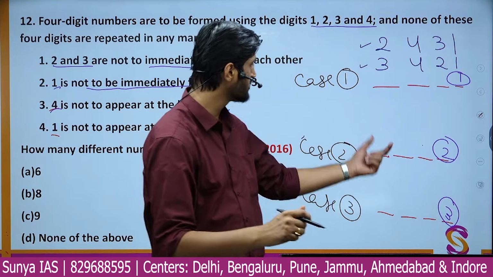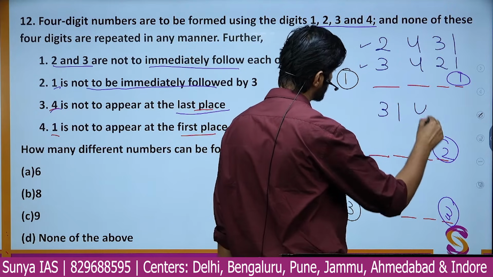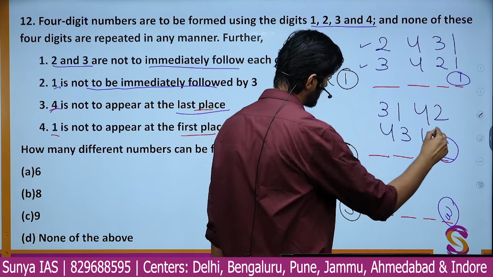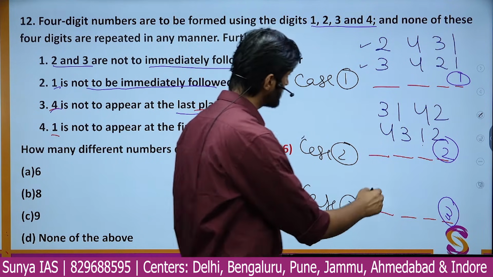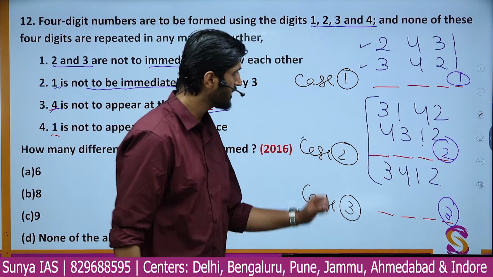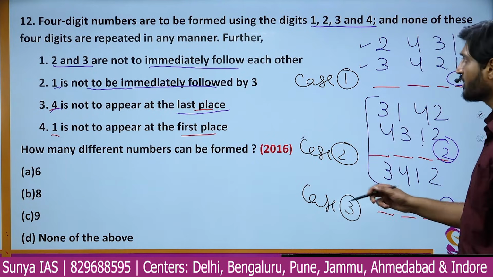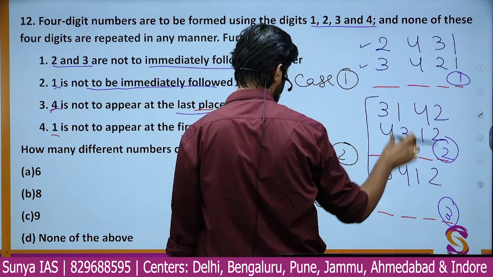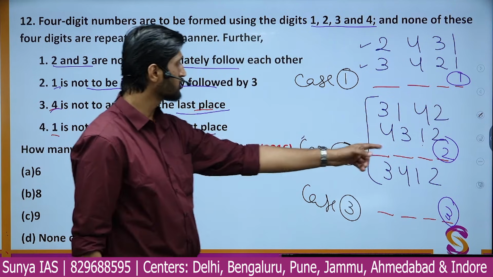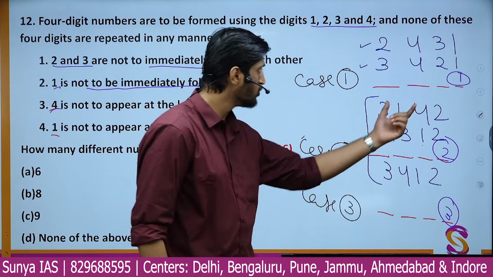Similarly, if we look at this position here, we will have 3 cases. The 3 cases will be 3, 1, 4, 2. Apart from it, we can have 4, 3, 1, 2. And then finally, one more case which we can have is 3, 4, 1, 2. These are the 3 cases possible for case 2. And here you can see all the criteria are satisfied. So what are the criteria? 2 and 3 are not following each other immediately. Then there is no sequence of 1 and then 3. And also 4 is not occupying the last place, 1 is not occupying the first place. Apart from it, no other way is possible.